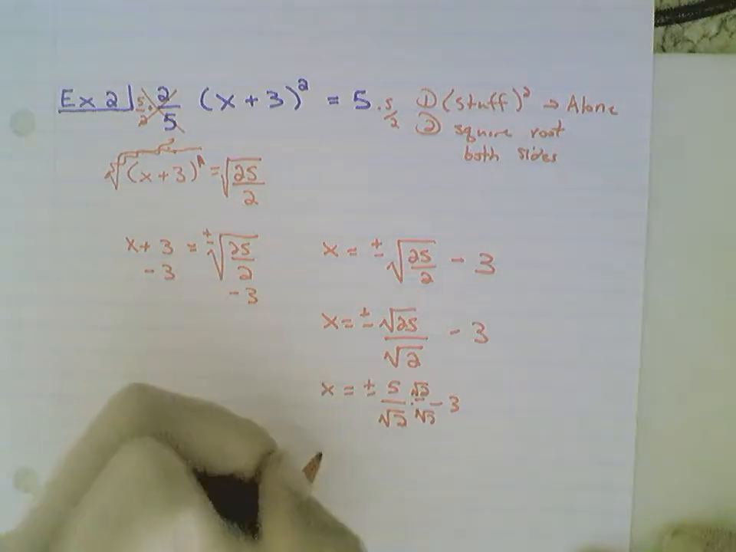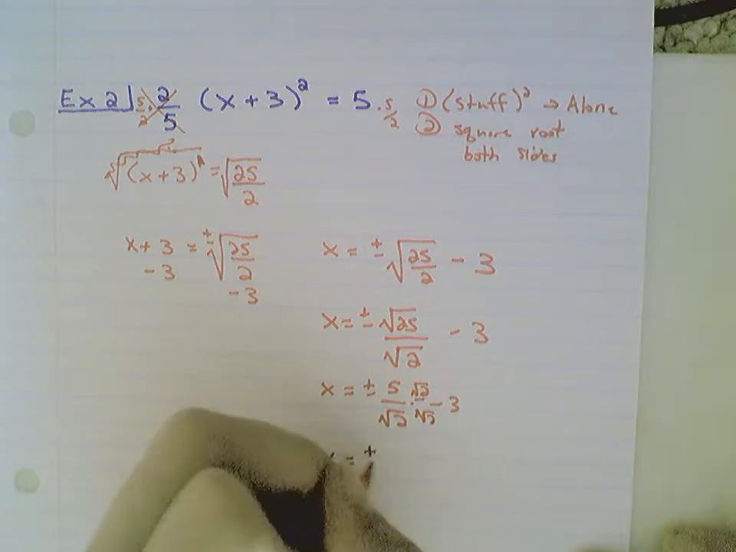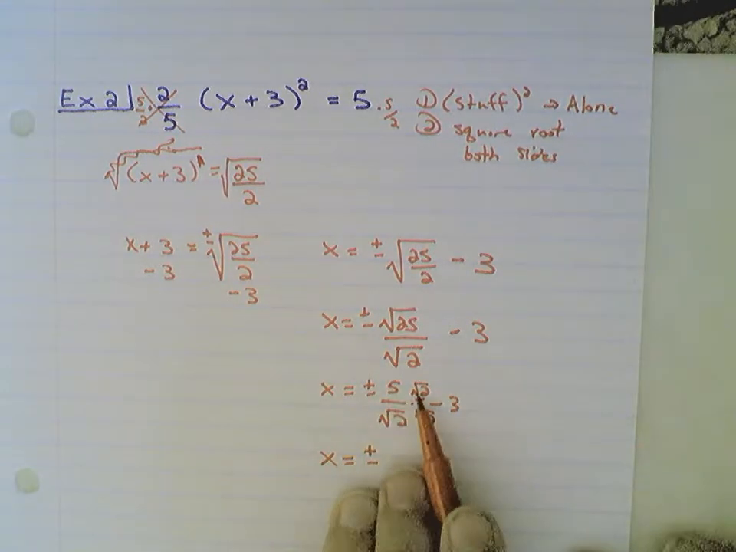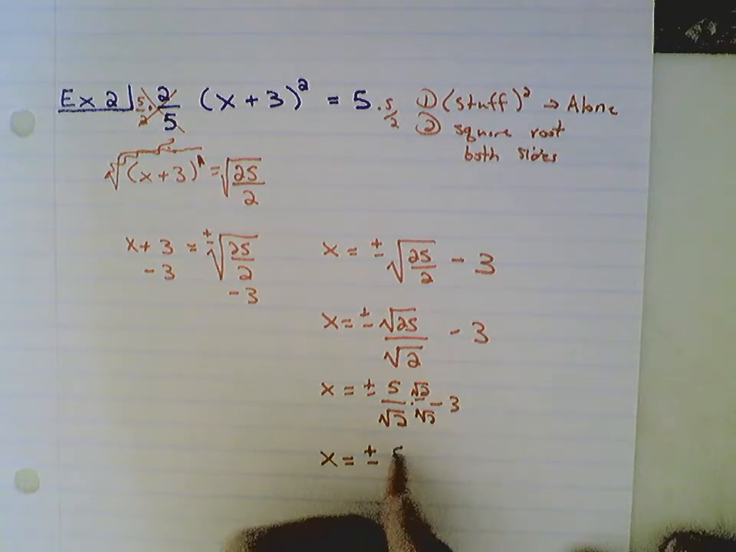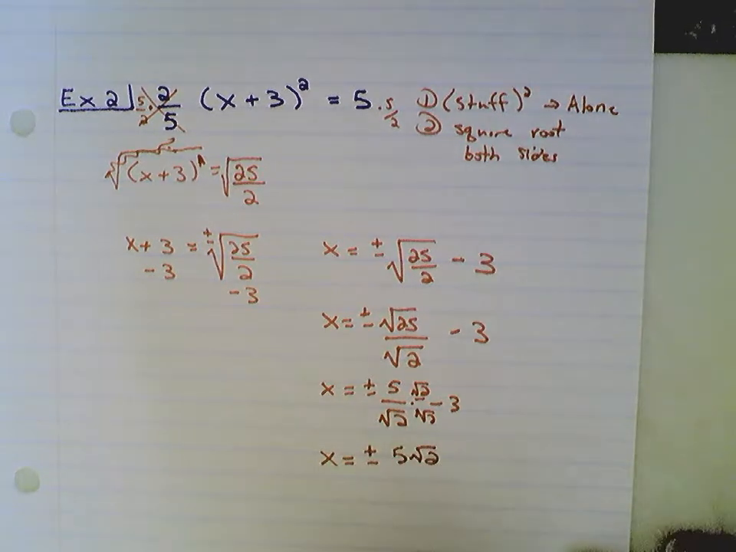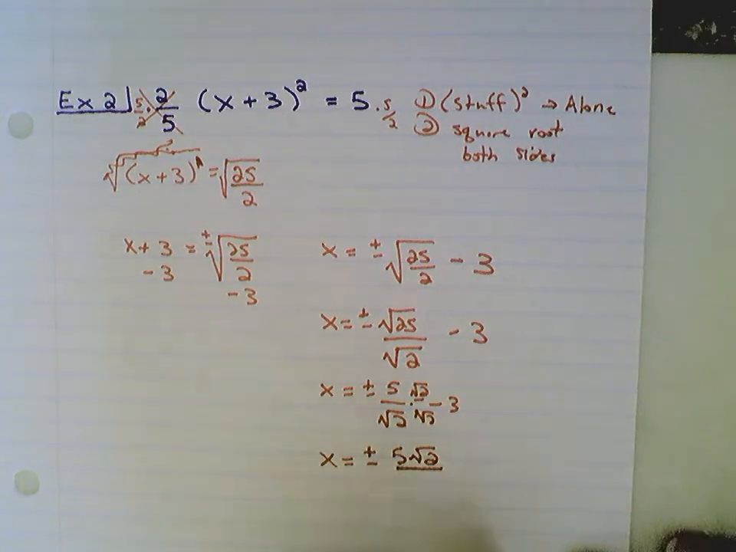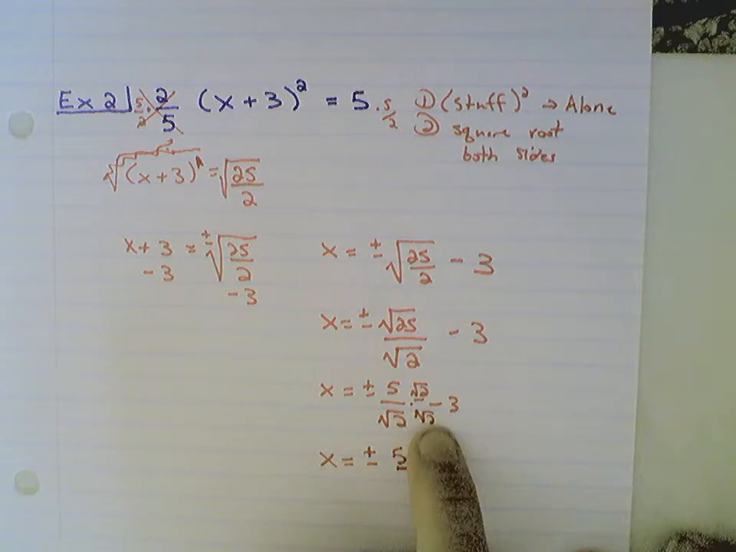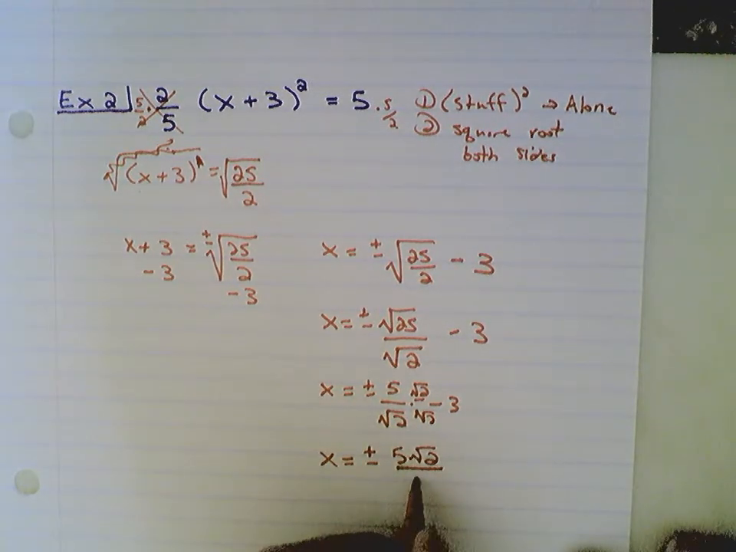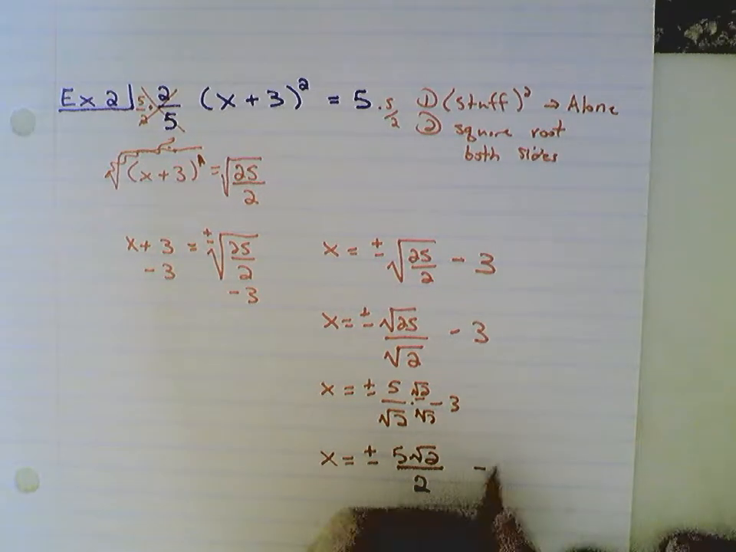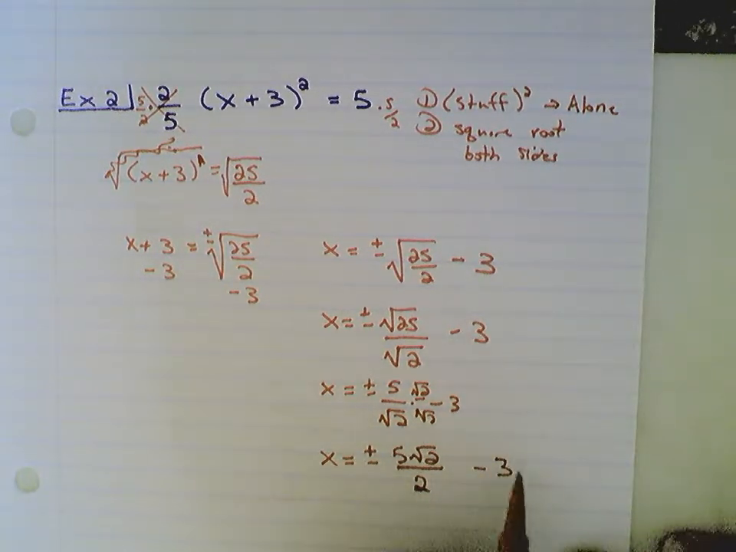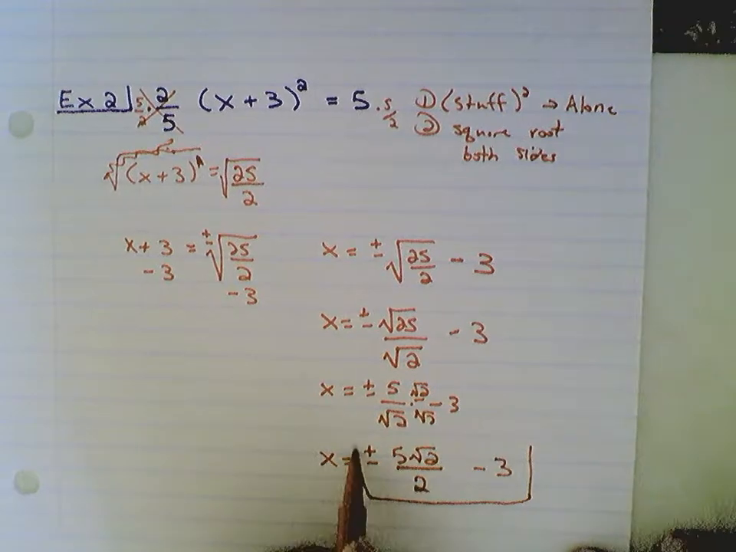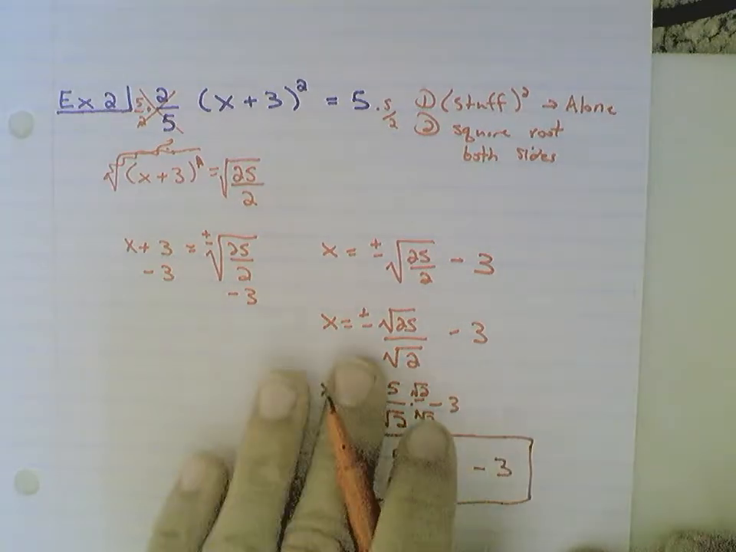So for instance, I'm going to get x equals plus or minus, if I take 5 times radical 2, I'll just get 5 radical 2, and then that'll be over, and if I take radical 2 times radical 2, well, that's radical 2 squared, and radical 2 squared is really just 2, and then I still have to subtract 3. This will be my answer for the equation up here.